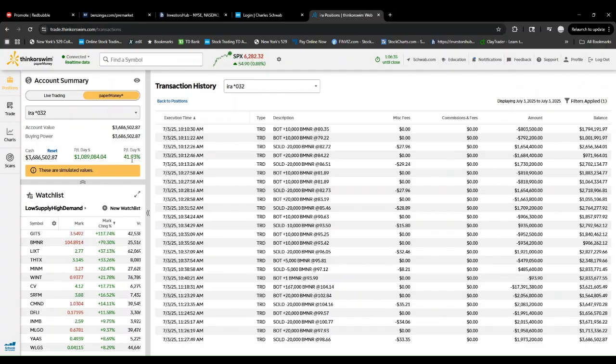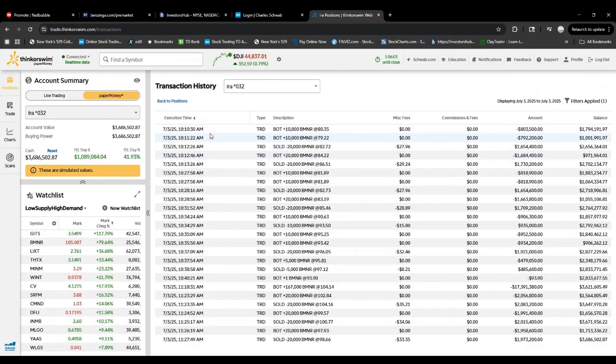This is not real money. This is not a real live account. My live account is here. This is a paper money simulator. This morning we started with a balance of 2 million something on this account.